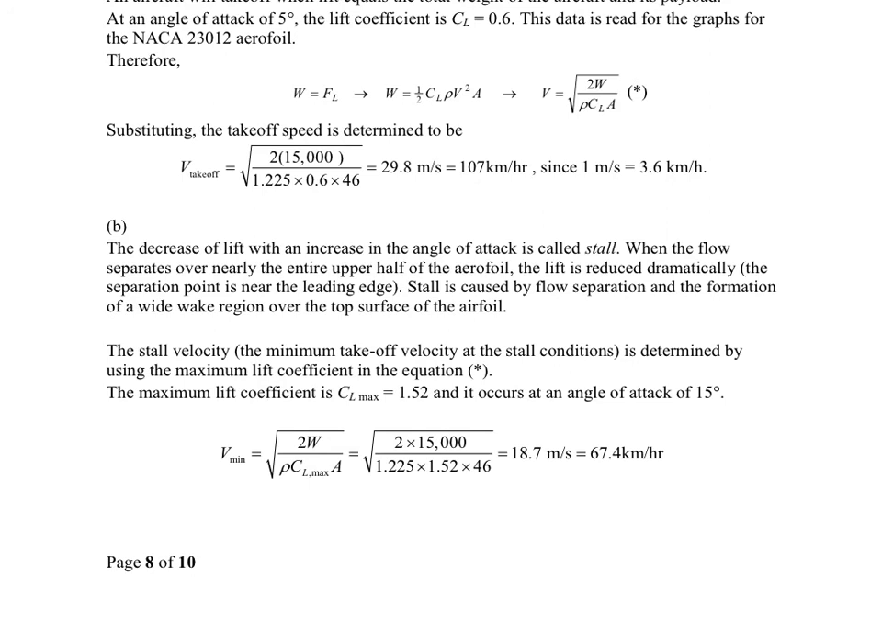Now, let's continue with the solution. Substituting all the terms here, using our value of 1.52 as the maximum lift coefficient, we find that the minimum velocity is 67.4 kilometers an hour, or 18.7 meters per second. This ends the solution.